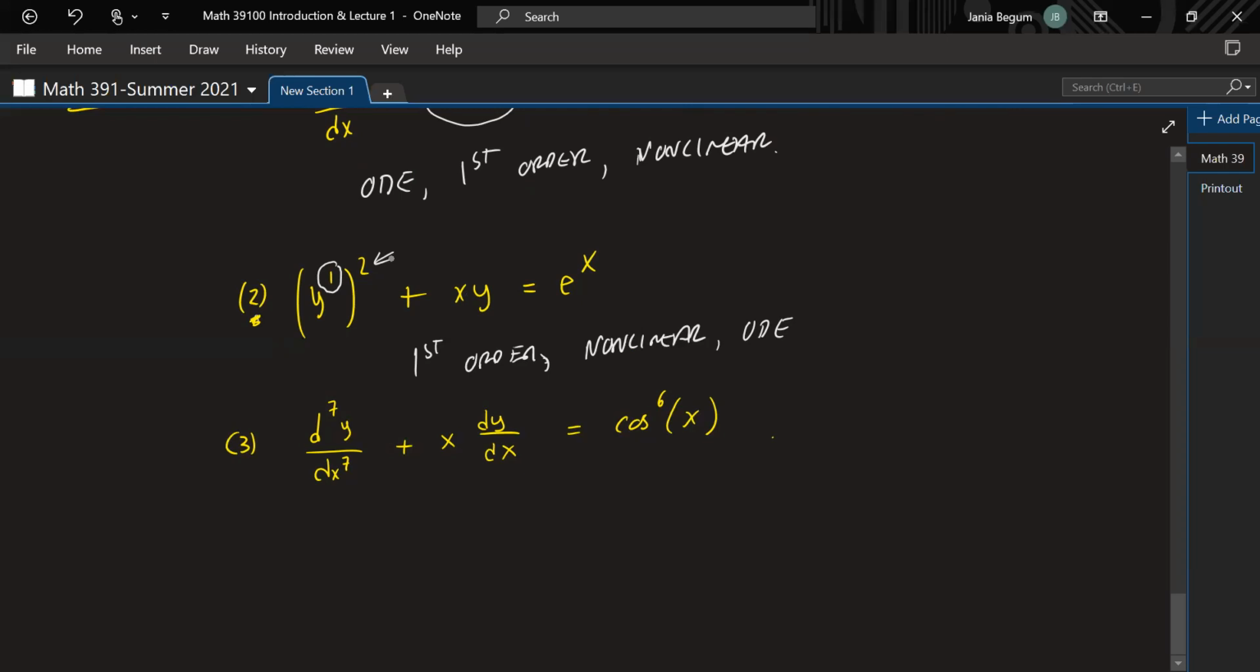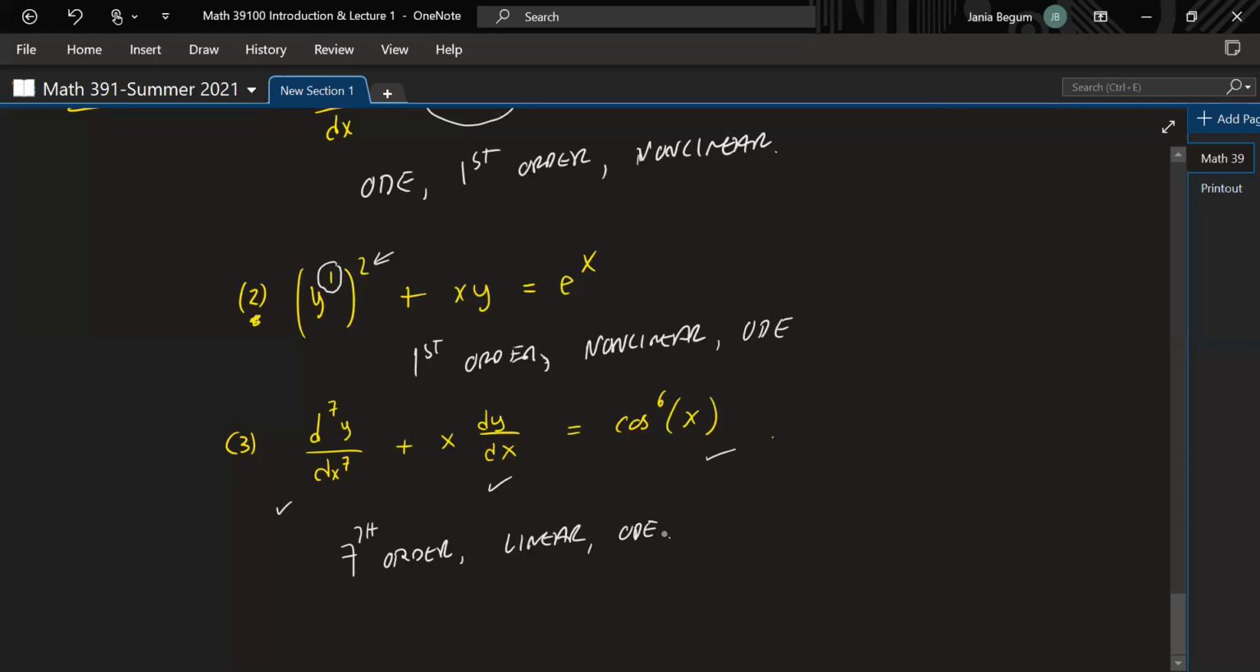All right, now what about the third one? What do you guys think? It's seventh order. Right, the order is seventh because that's the highest derivative we see. Is it linear? This one is good, this one is good, this is also good, so it's linear. Now, is it an ODE or PDE? It's an ODE, because we only have one independent variable. All right, so that's simple, quick classification, but really important.